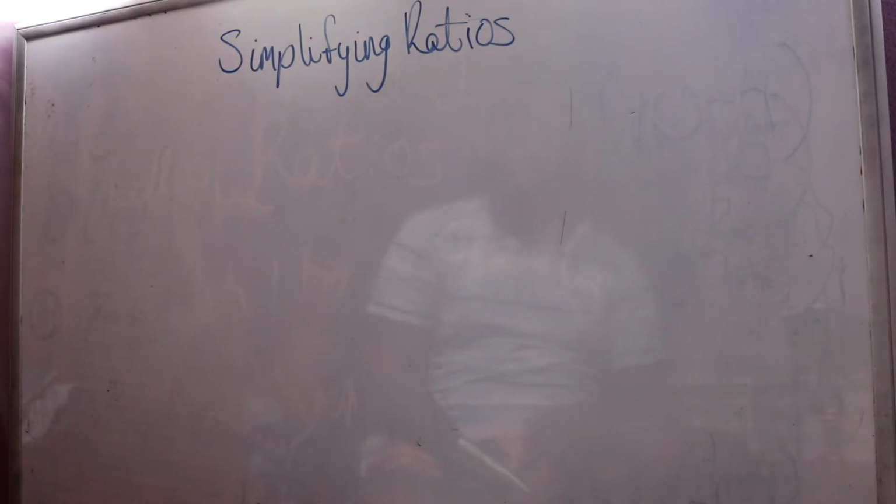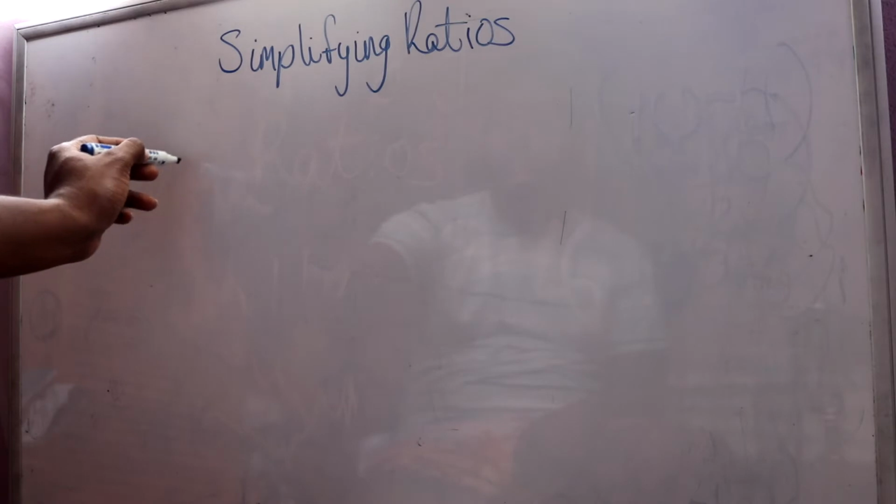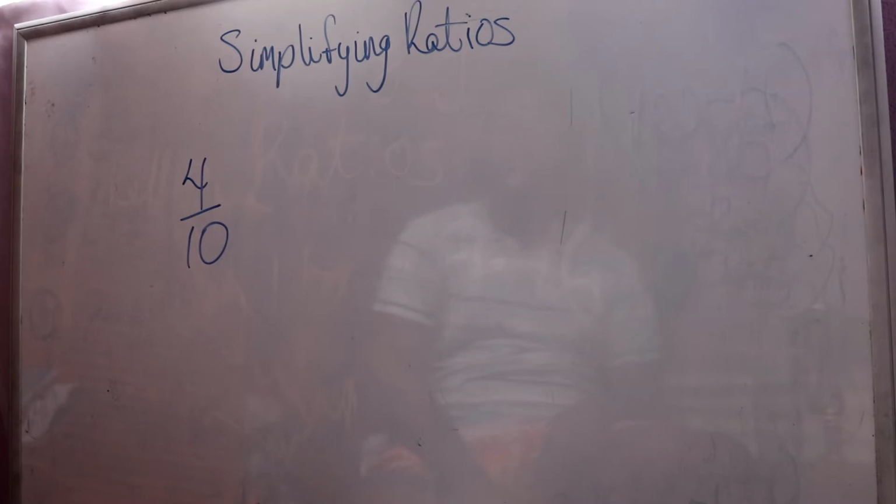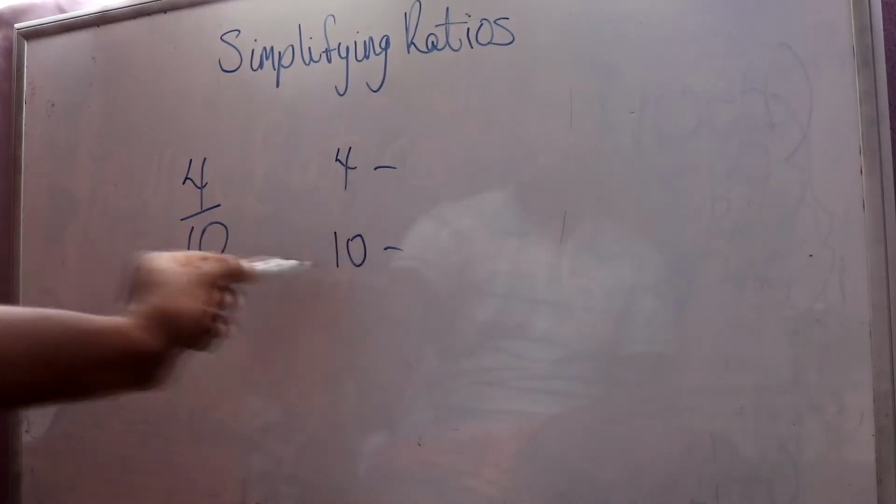So let's use 4 over 10. This is a nice common fraction, and as we can see, we have 4 as a numerator and 10 as a denominator. Simplification means we can represent this fraction using smaller numbers, and the way we go about doing that is we first find the highest common factor, or the greatest common factor. So we first have to list the common factors for each of these numbers.